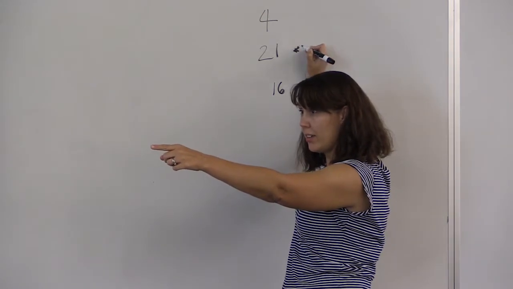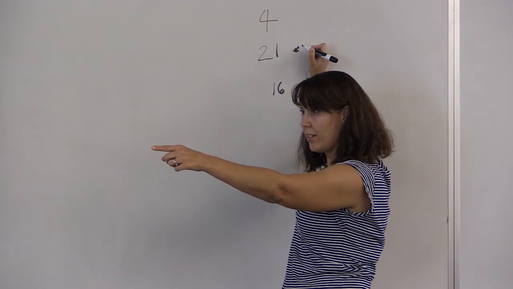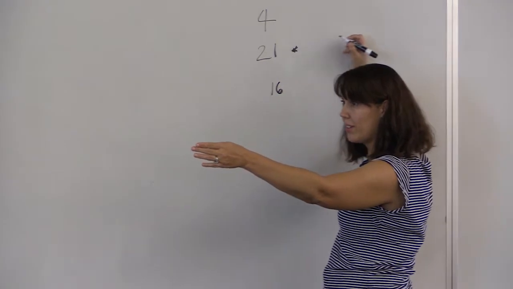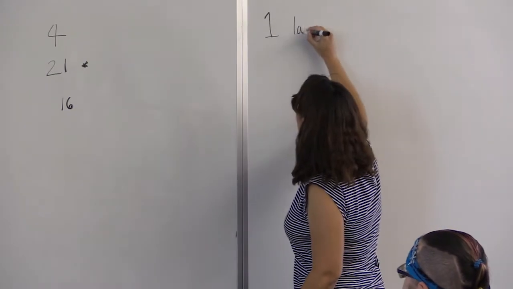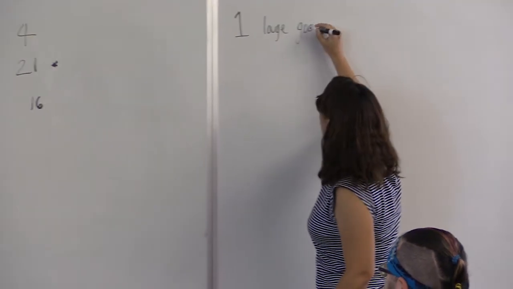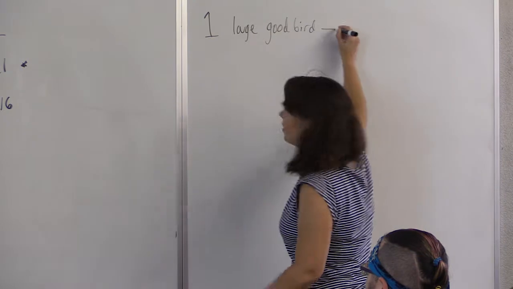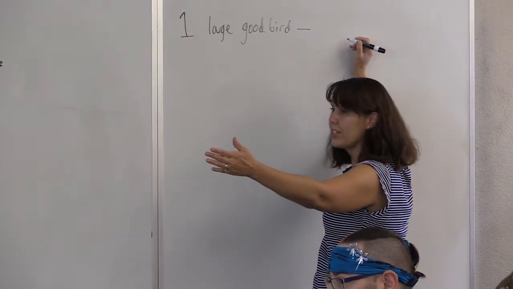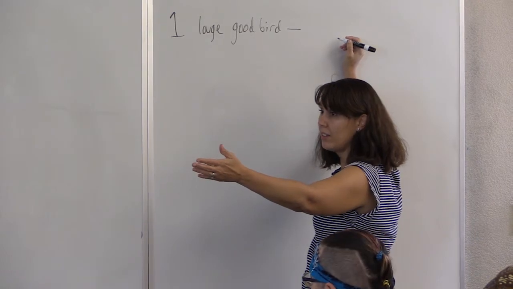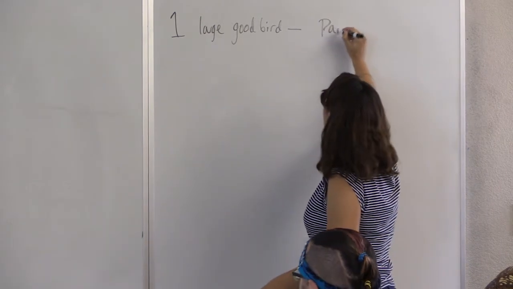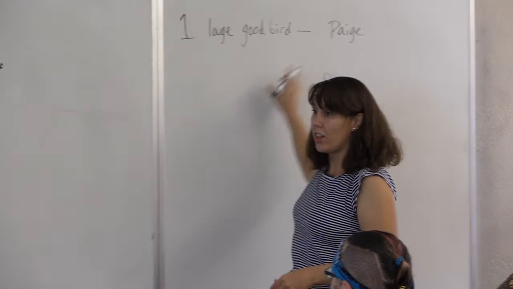Okay? What's your character's name? Make a character's name. One large, good bird goes to. You can use your own name. Are you male or female? Female. Okay. Page. So Beetle Page has got that one.